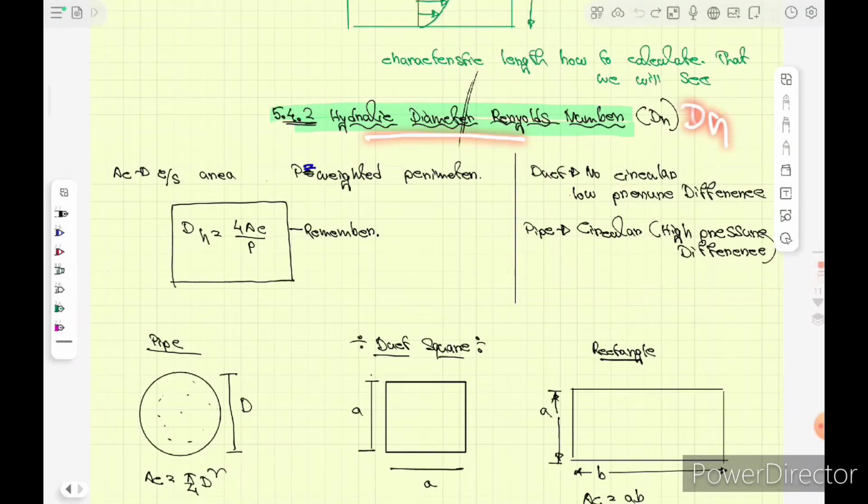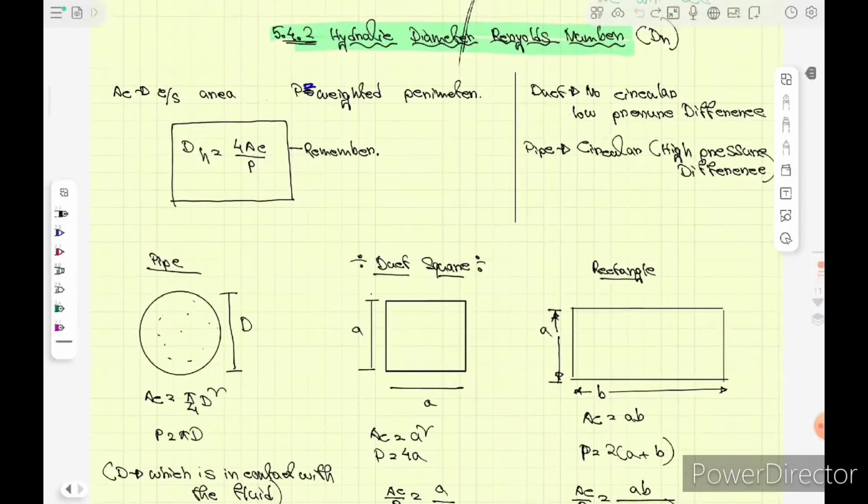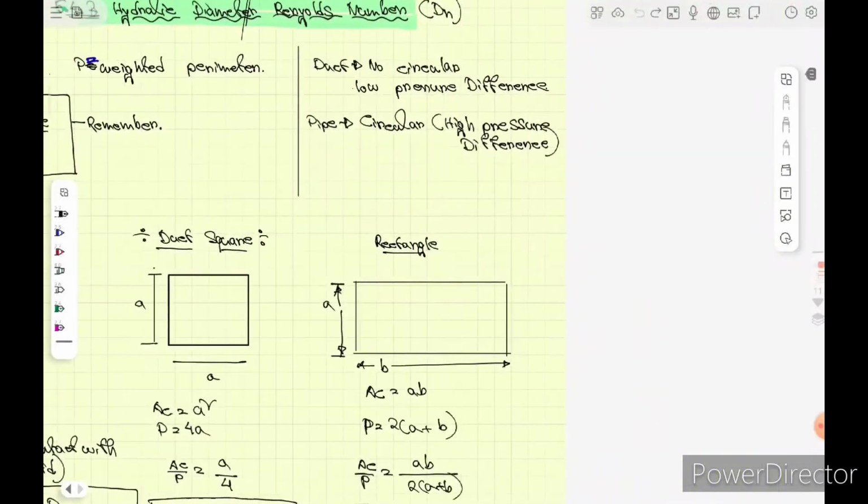And what is this? The main formula that you need to remember for the exam is that hydraulic diameter is 4Ac by P, where P is the wetted perimeter upon which the surface is located, and Ac is the cross-section area. And what is a duct? A duct is not a circular shape, it has low pressure difference. A pipe is a circular shape and has higher pressure difference.